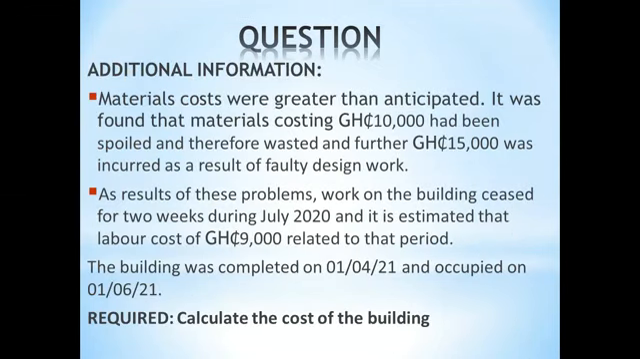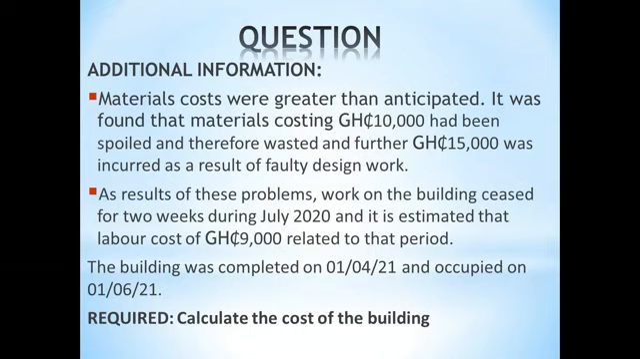The additional information is telling us that material costs were greater than anticipated. It was found later that materials costing 10,000 had been spent and therefore wasted, and a further 15,000 was incurred as a result of faulty design work. As a result of these problems, work on the building ceased for 2 weeks during July 2020, and it's estimated that labor cost of 9,000 related to that period. The building was completed on 1st April 2021 and occupied on 1st June 2021. Required: calculate the cost of the PPE, or the cost of the building in this case.